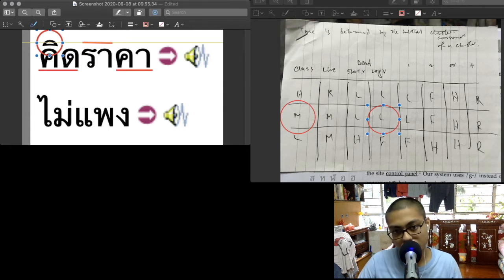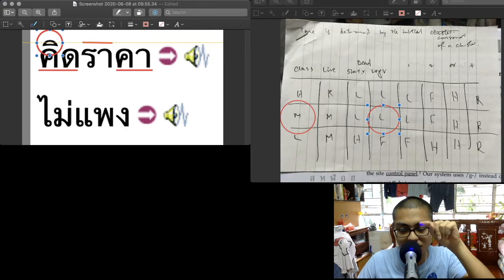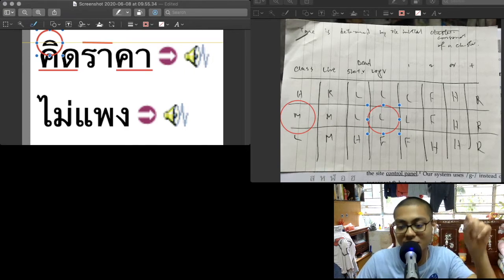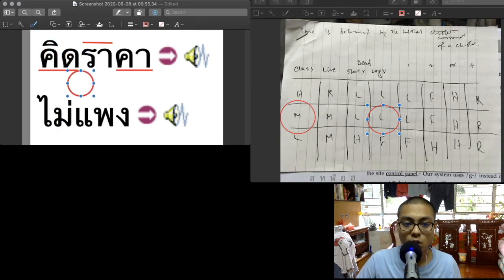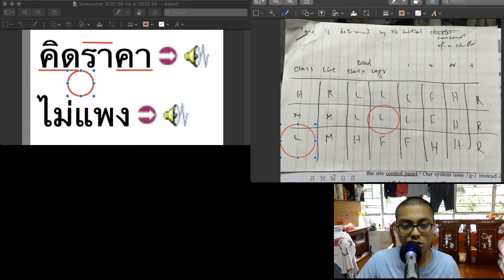Sala e is a short vowel. If it were long, we would say a different sound, and the spelling is a little bit different, I mean in how we write the symbol. So here: low class, short vowel, dead end. Go to the chart. Low class, short vowel, dead end, so we have high tone.